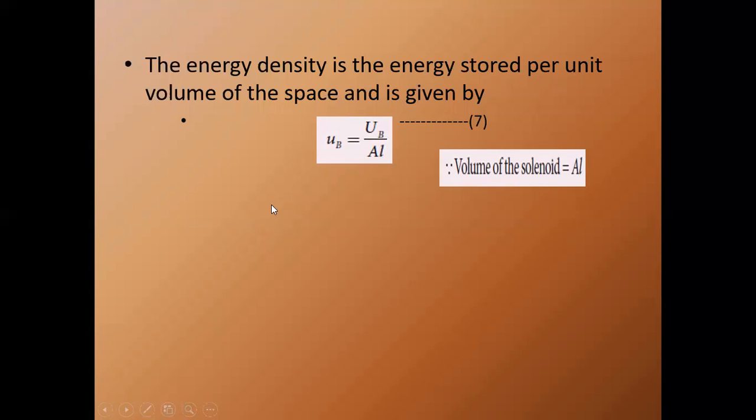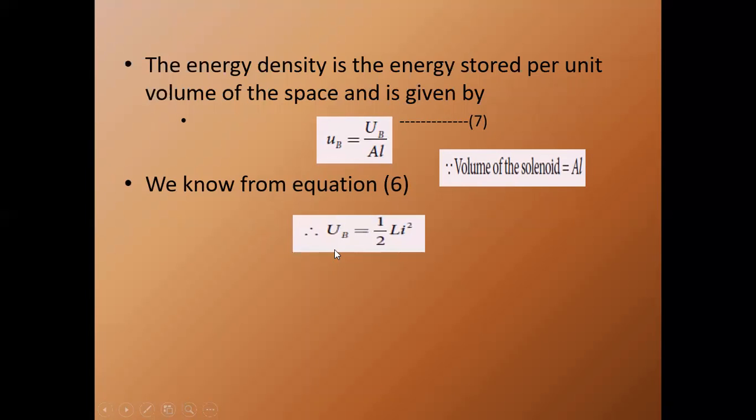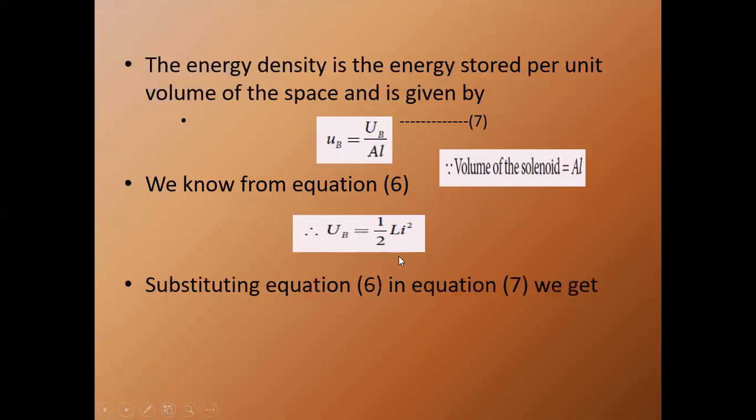We know from equation number 6 that the energy epsilon B is equal to half Li square. So I am going to substitute in equation 7. What I get is u B is equal to half Li square by Al, or Li square by 2Al. This is equation number 8.